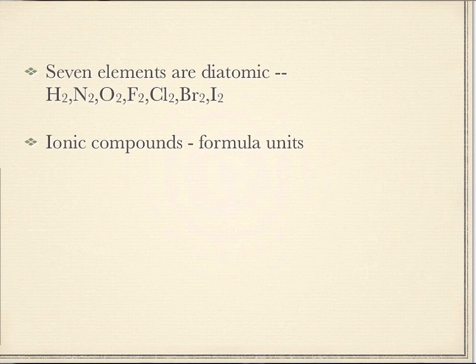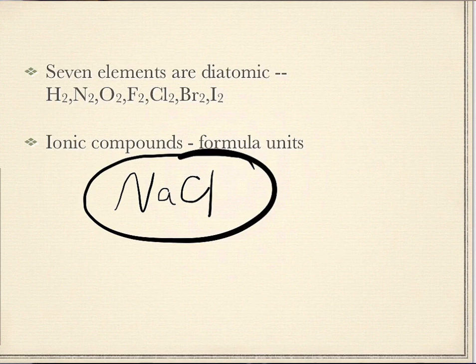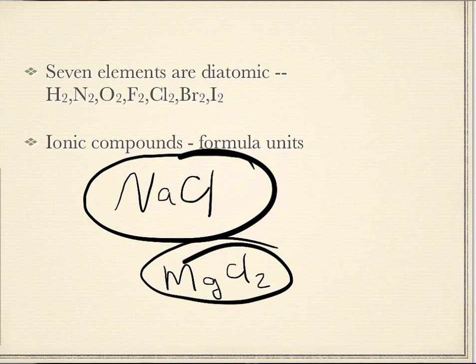So if we were talking about NaCl, the formula unit is NaCl. If we're talking about MgCl2, that's the formula unit. Versus water, H2O. Now, there doesn't look to be much difference. The only difference is this is molecular, this is ionic. So we're not really talking about anything different.